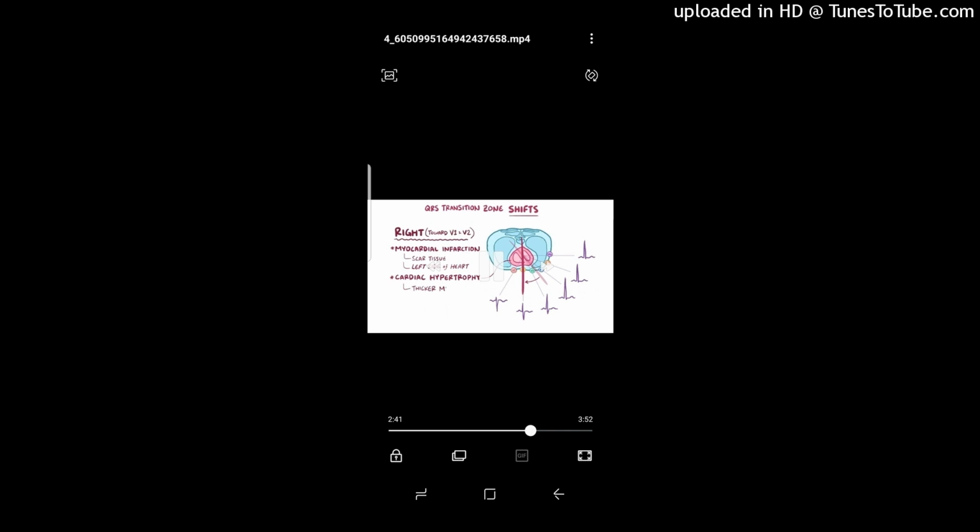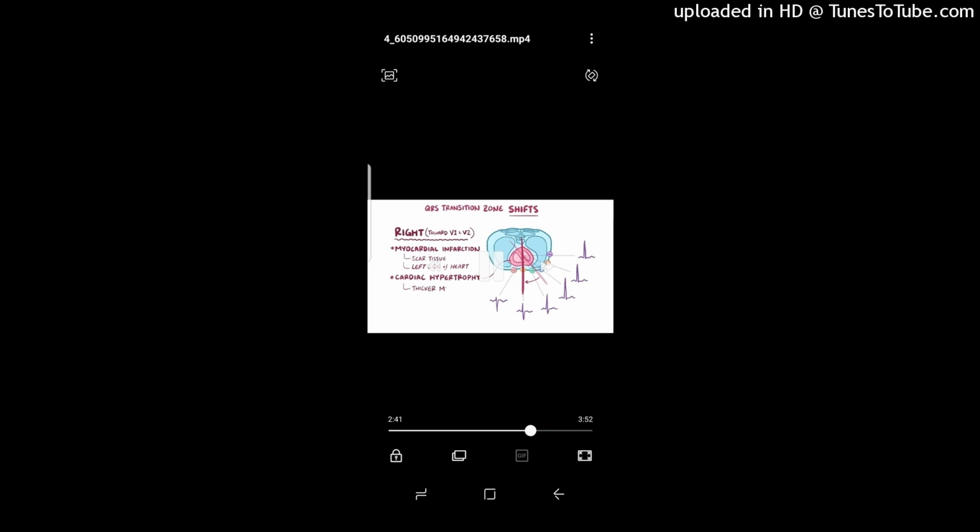Typically, there's also right axis deviation in right ventricular hypertrophy, resulting in an axis of plus 110 degrees or more. In right ventricular hypertrophy, the QRS complex is less than 120 milliseconds, meaning that it's not longer than normal. This is important because it means that the changes can't be the result of something like a right bundle branch block, which would cause a longer than normal QRS complex.